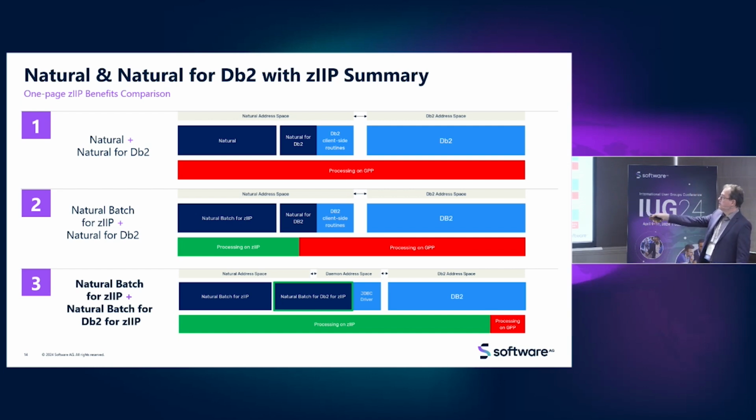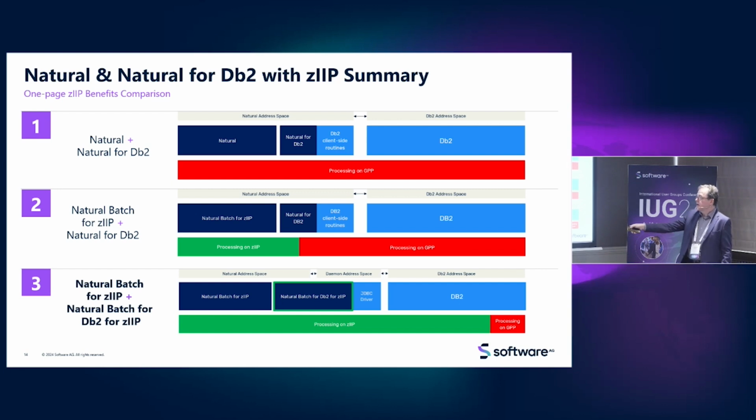Look at the colors, please. Red, obviously, running on GP. That's what we don't want. We want to reduce this as much as possible. And green runs on zIIP. That's what we want to enlarge as much as possible. So if we compare setup number 1, just Natural and Natural DB2 without any zIIP enablement, everything runs on GP. That's the worst case scenario, right?